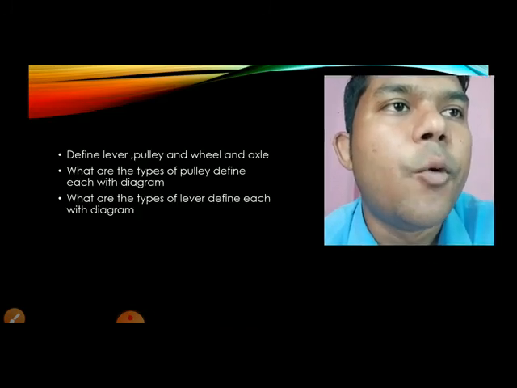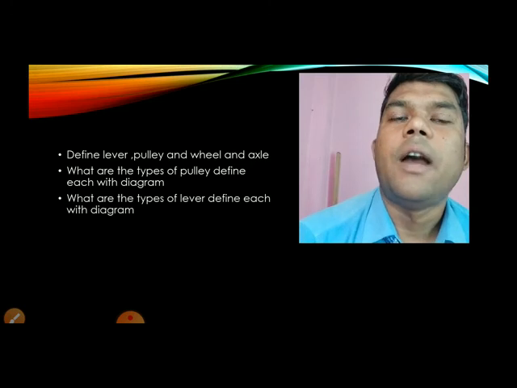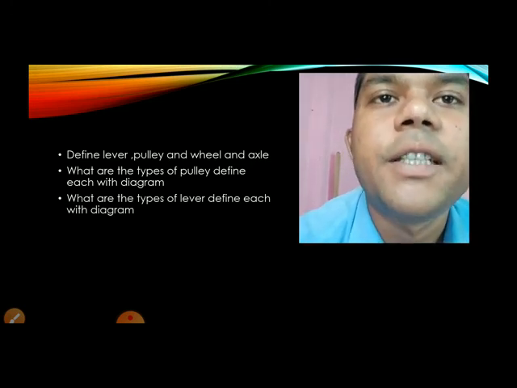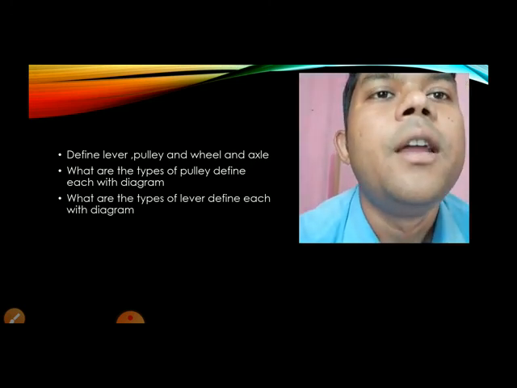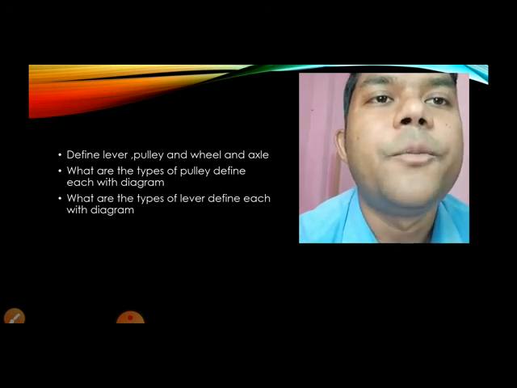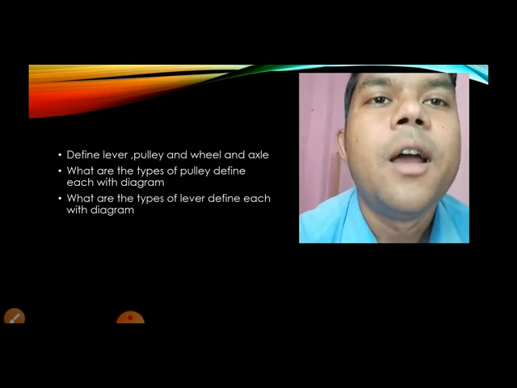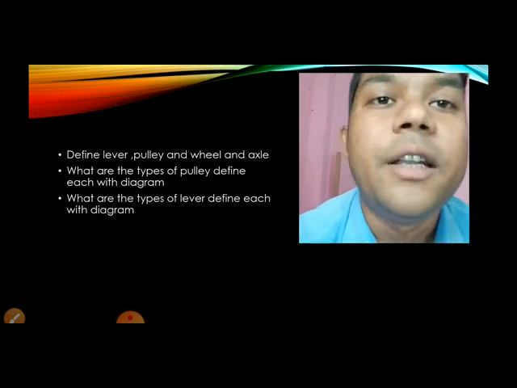So there is some work for you. I'll read it once, that will be easier for understanding. Define lever, pulley and wheel and axle. What are the types of pulley? Define each with a diagram. What are the types of lever? Define each with a diagram.